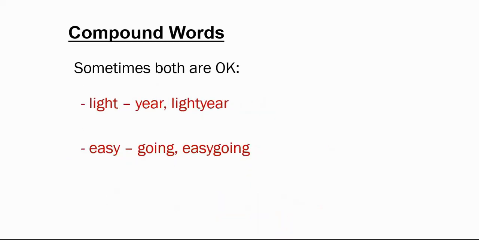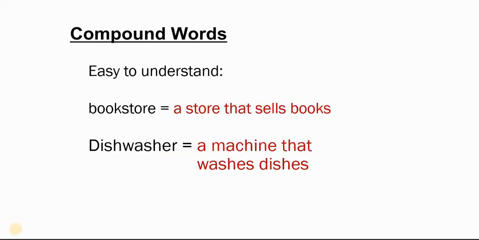Some words have more than one form. For some words, both the open and hyphenated forms are acceptable, as in the word light year. That's the distance that light can travel in a year. It's a very long way. And for some words, both the hyphenated and the closed form are acceptable, as in the word easygoing, which means relaxed. So sometimes compound words are easy to understand.